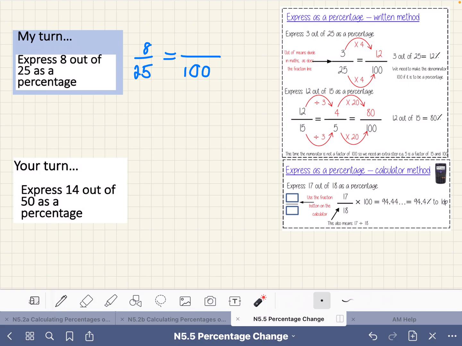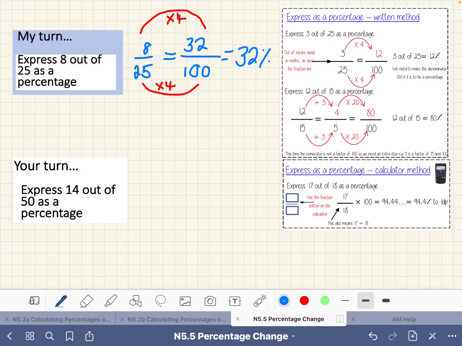We then need to look how we get from this 25 to this 100. What do we need to multiply or divide by in some instances? And in this case we would need to multiply by 4 to get to 100 from 25. That means we need to do exactly the same to the numerator, so 8 multiplied by 4 gives us an answer of 32. This means we have 32%.